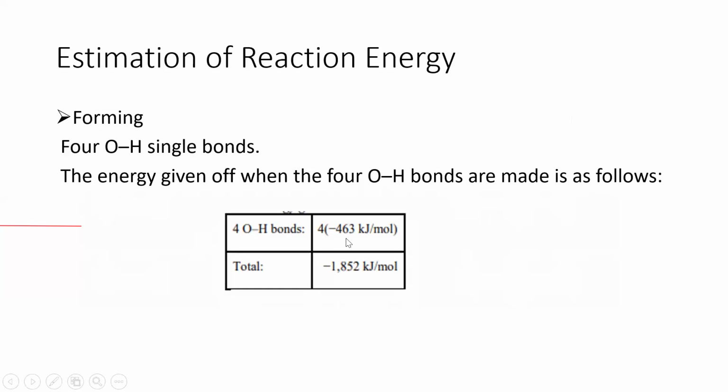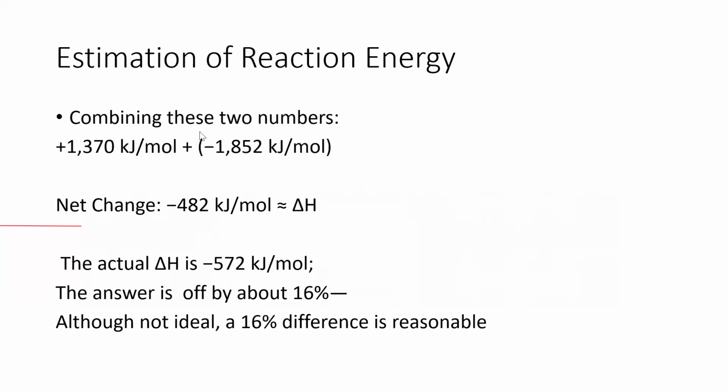That's the energy for that. So this is the total of it. All right, the total for the formation, and this is the breaking. So then you find that when you combine the two, the breaking and formation, the net will be negative 482 kilojoules per mole. That's the approximate energy change to bond and form water.